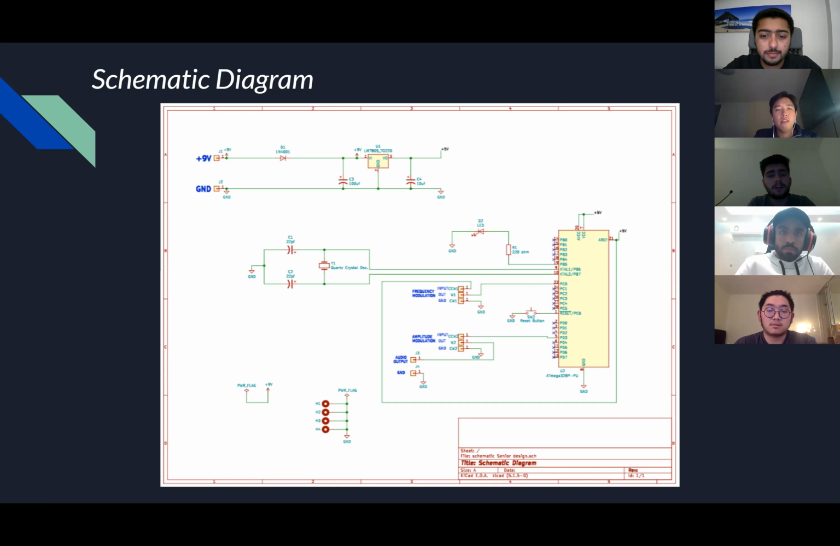And in order to control the generated frequency and amplitude, we added 2 potentiometers, where one is for the frequency modulation and the other is for amplitude modulation. The output pin of the amplitude modulation is connected to pin number 5 of the microcontroller, and the input pin is connected to the audio output pin, while the output pin of the frequency modulation is connected to pin number 20 on the microcontroller, and the input pin is connected to pin number 22 of the microcontroller.